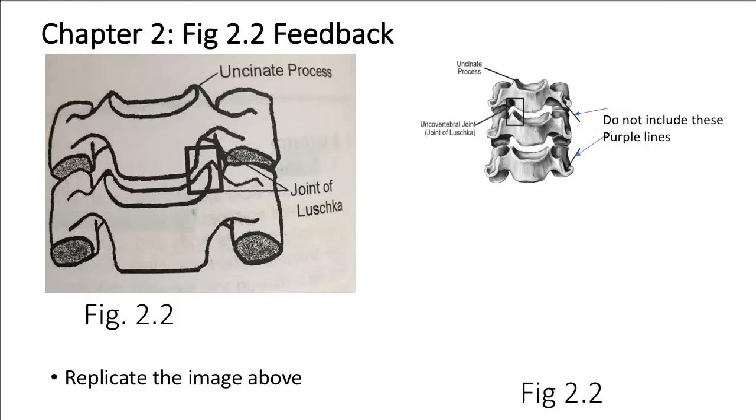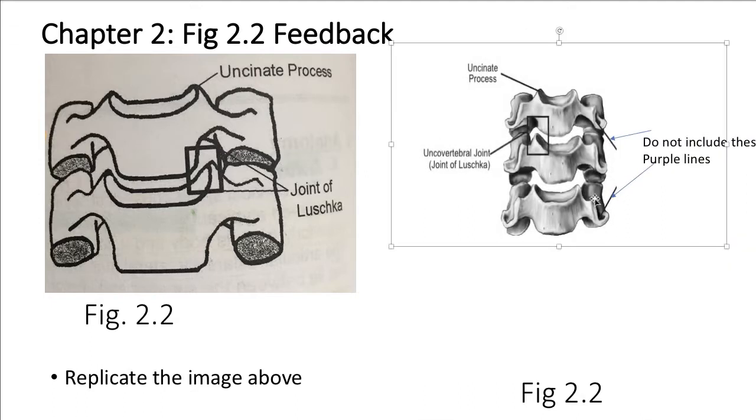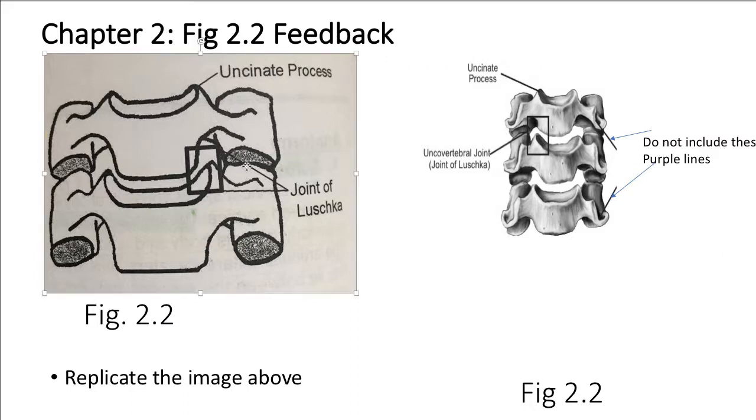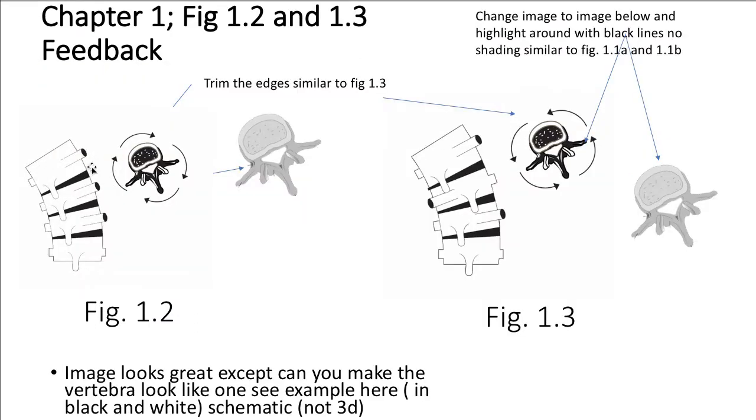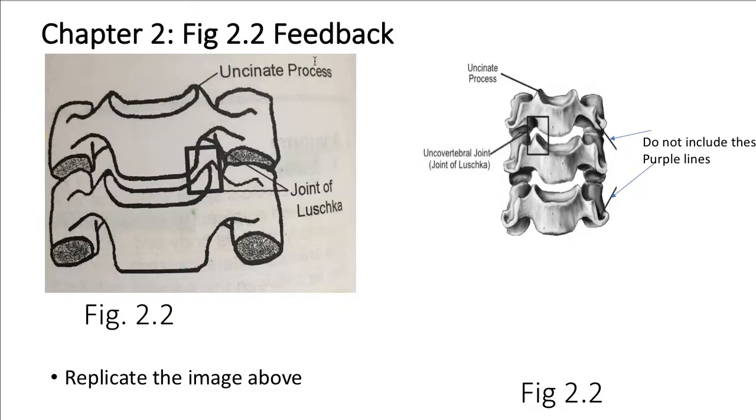Now, we wanted you guys to replicate this image here for 2.2. The issue is that when you guys drew it out, it didn't come out well. So we wanted you to replicate this image instead, okay? Just replicate this image for 2.2, label the alternate process in joint of Luschka. Make sure you follow the pattern using the thin lines you use so it's consistent, all right? So that's 2.2.